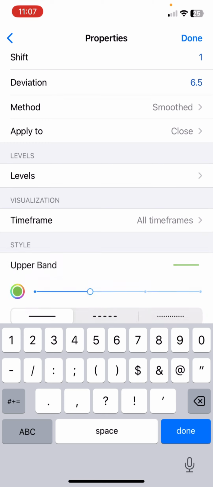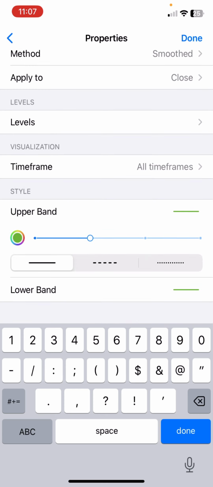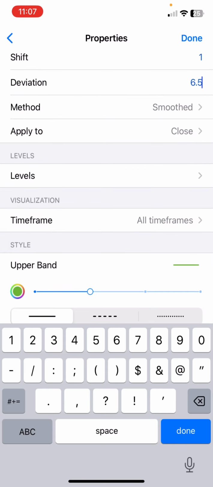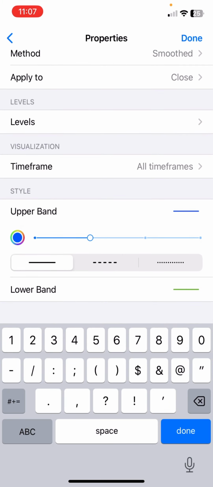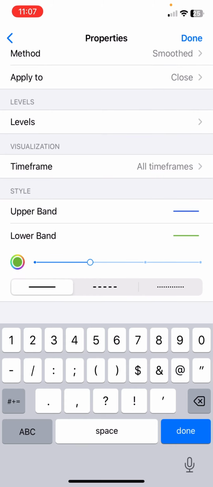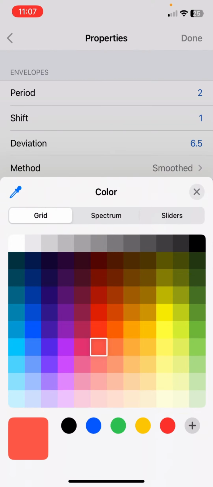And for the upper and the lower band, we are going to be using this color right here. For the upper band, we are going to make use of a blue color, and for the lower band, we are going to change it to red. Let me change everything up. I'm going to change it to, let me use black.